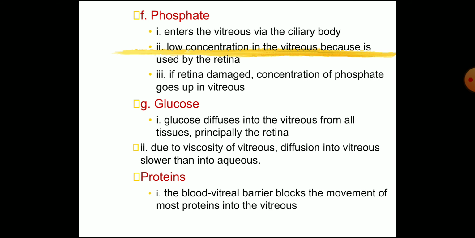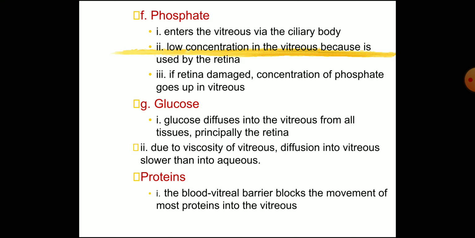Now the phosphate enters the vitreous via the ciliary body. It is in low concentration in the vitreous because it is used by the retina. If the retina is damaged, the concentration of phosphate goes up in the vitreous.